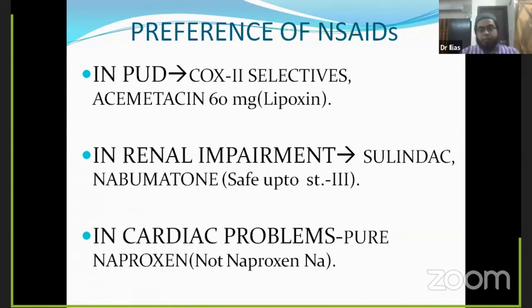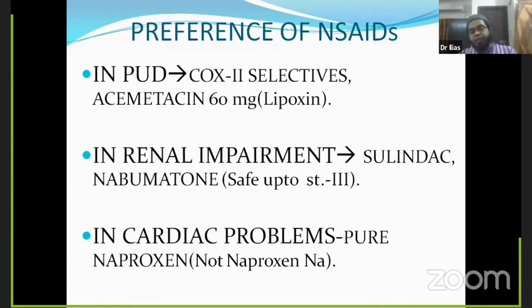Personally, I prescribe acetaminophen because COX-2 selective NSAIDs have some side effects, like fluid retention, and moreover, if the patient has a cardiovascular problem, we can't prescribe a COX-2 selective NSAID. So in that case, acetaminophen is the drug of choice for me myself. I think you can better prescribe acetaminophen for peptic ulcer disease.